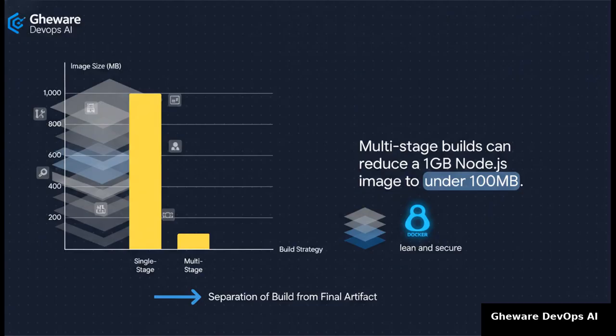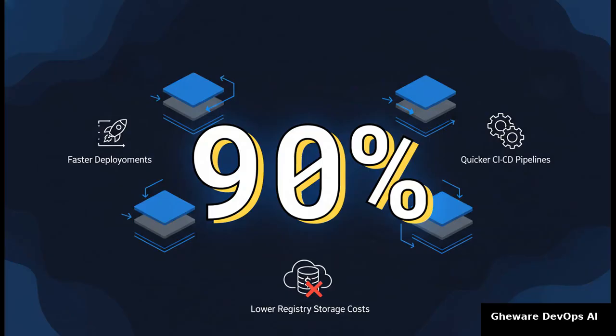Look at that. By separating the build from the final artifact, we've gone from a bloated 1 GB image packed with unnecessary stuff down to a lean, secure 100 MB image that's ready for production. And it's not just smaller and faster, it's way more secure because you're not shipping your build tools out into the world. That is a 90% reduction in size.